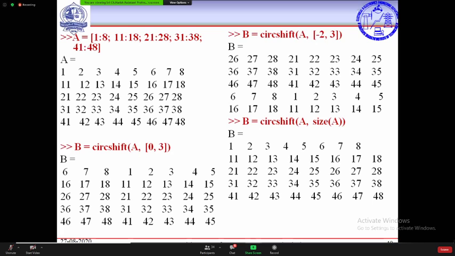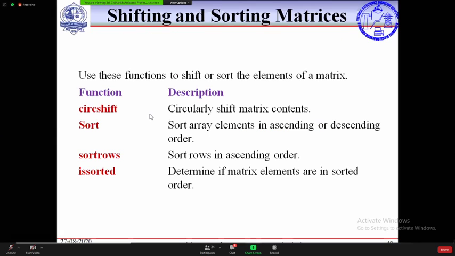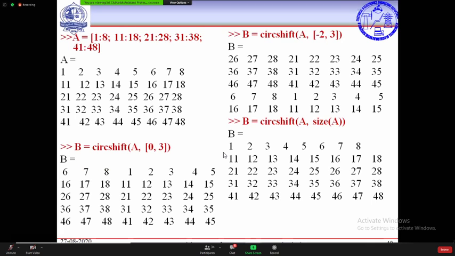Circular shift. What is the definition of circular shift? Please remember, circularly shift matrix contents. Okay, this is the command. Now what has happened? Tell me here.